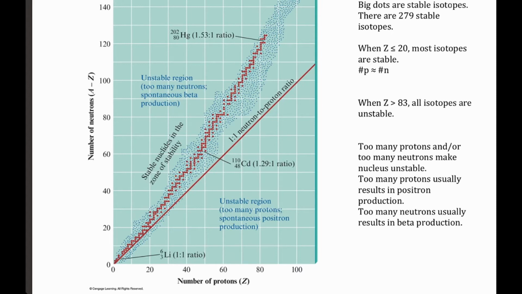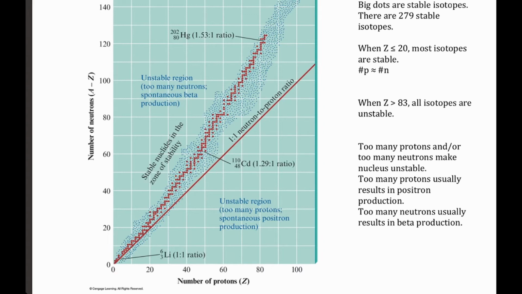And if we draw that red line showing the 1-to-1 neutron to proton ratio, we see that when the number of neutrons equals the number of protons, we have some stable isotopes, but that's only when we have a small number of neutrons and protons. As we get more and more neutrons and protons, we find that there are many more neutrons than protons required for stability, having to do with basically the repulsion between protons in the nucleus.